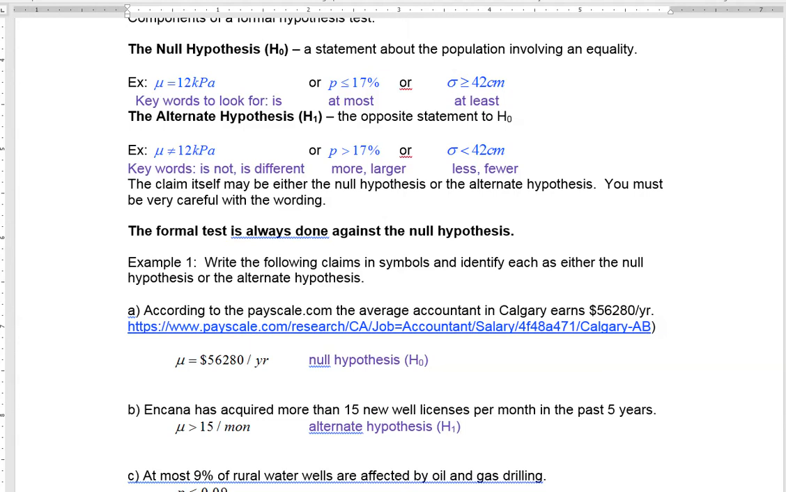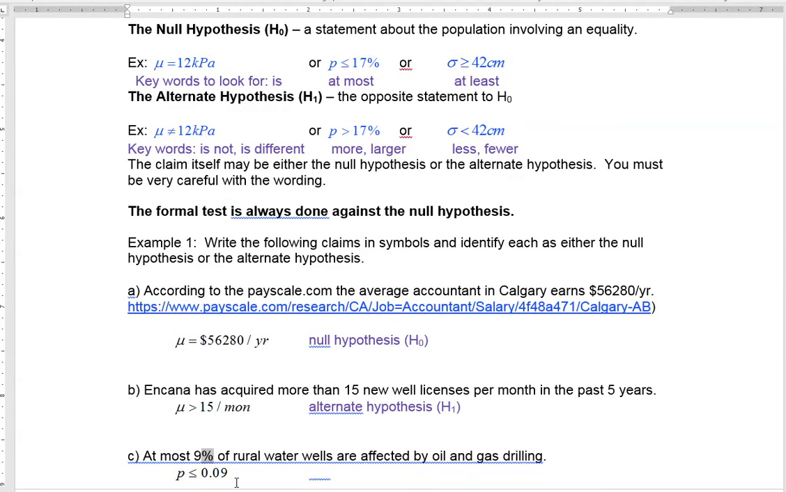Next, at most 9% of rural water wells are affected by oil and gas drilling. So our keyword there, at most. But what is the claim about? Well, we've got a percentage here. So the percentage tells us we're talking about proportions. So at most is saying less than or equal to, right up here. That was even our keyword we talked about. So less than or equal to 9%, which we can put as that decimal value. And so we do have an equals in there. It's less than, but there's also equals when we say at most. It could be 9%, so then we would call that one the null hypothesis.